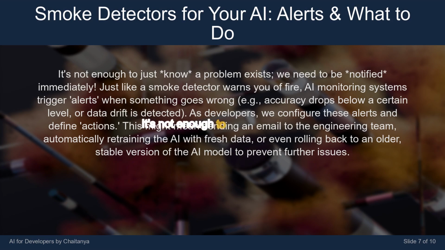It's not enough to just know a problem exists. We need to be notified immediately. Just like a smoke detector warns you of fire, AI monitoring systems trigger alerts when something goes wrong. E.g., accuracy drops below a certain level, or data drift is detected. As developers, we configure these alerts and define actions. This might mean sending an email to the engineering team, automatically retraining the AI with fresh data, or even rolling back to an older, stable version of the AI model to prevent further issues.